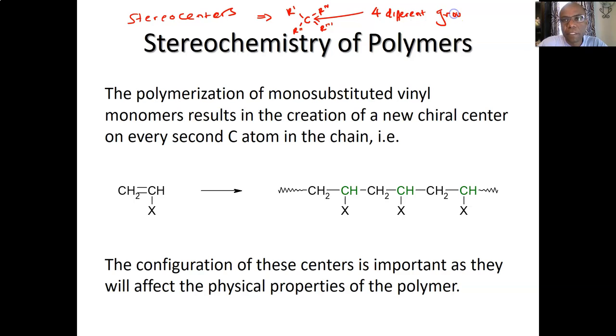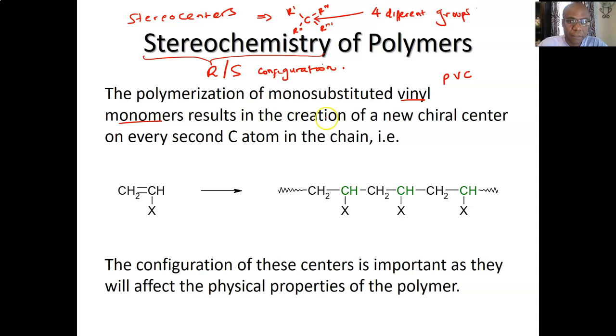groups. And you can imagine whenever you're joining two monomers, you might end up with a common shared carbon having four different groups on it. So that will lead to stereochemistry, where at those centers you get an R or S configuration in the polymer. Okay, so this is going to be very common in vinyl monomers, like if you're trying to make PVC and so forth. That's polyvinyl chloride.